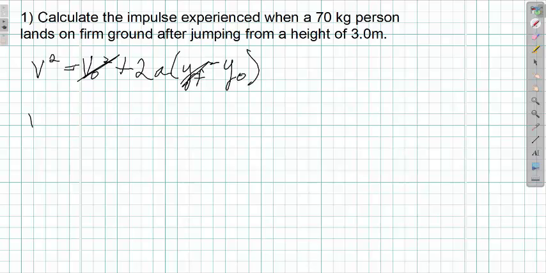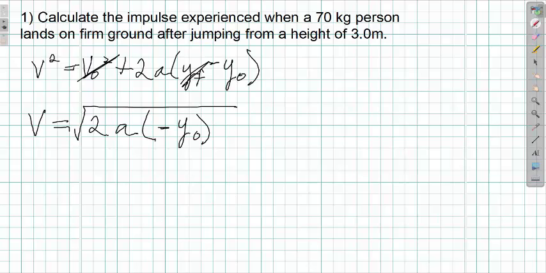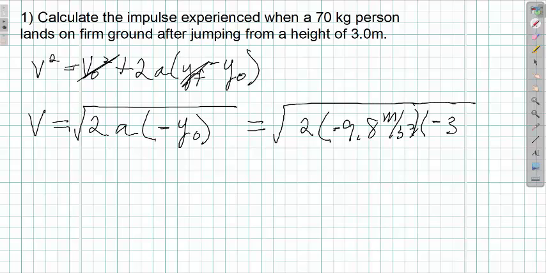Taking the square root of that, we are going to be left with velocity equals the square root of 2 times acceleration times the negative y naught. Alright, let's plug in some numbers real quick. We have the square root of 2 times a negative 9.8 meters per second squared times a negative 3.0 meters. Plug that into your calculating machines and you're going to have a velocity equal to 7.67 meters per second.